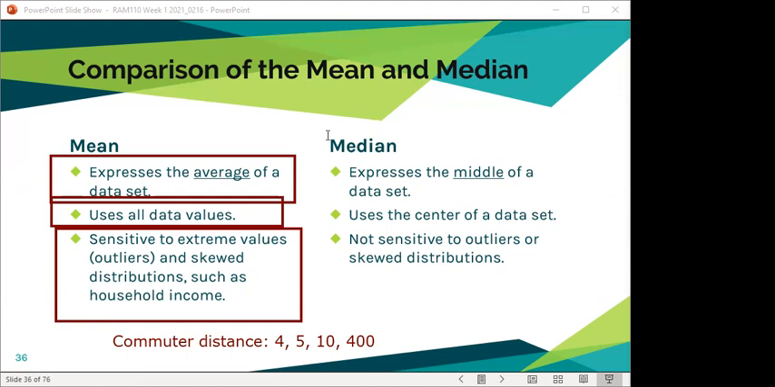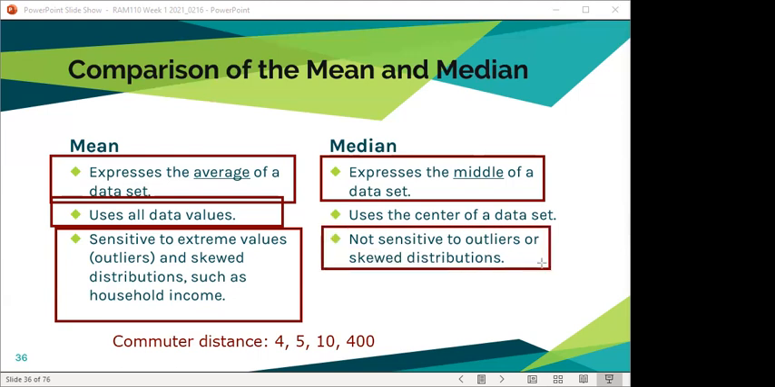The median expresses just the middle of a data set, okay, just the middle. Think of it as horse blinders, just looking at the middle. It uses only the center of the data set, and it's not sensitive to outliers or skewed distributions. As a matter of fact, if we were to take the median of the data set that I put here, I would simply take the average of these 2 middle values, 5 and 10.